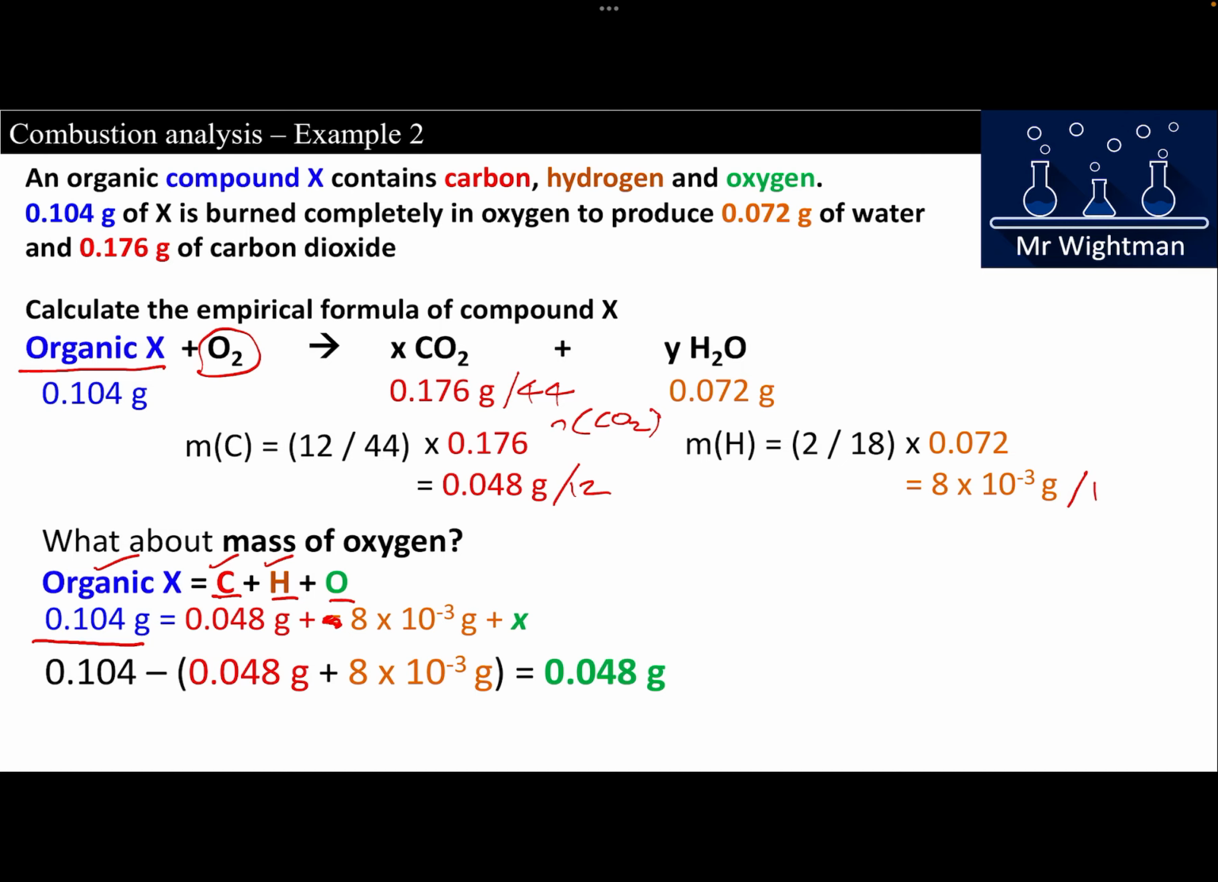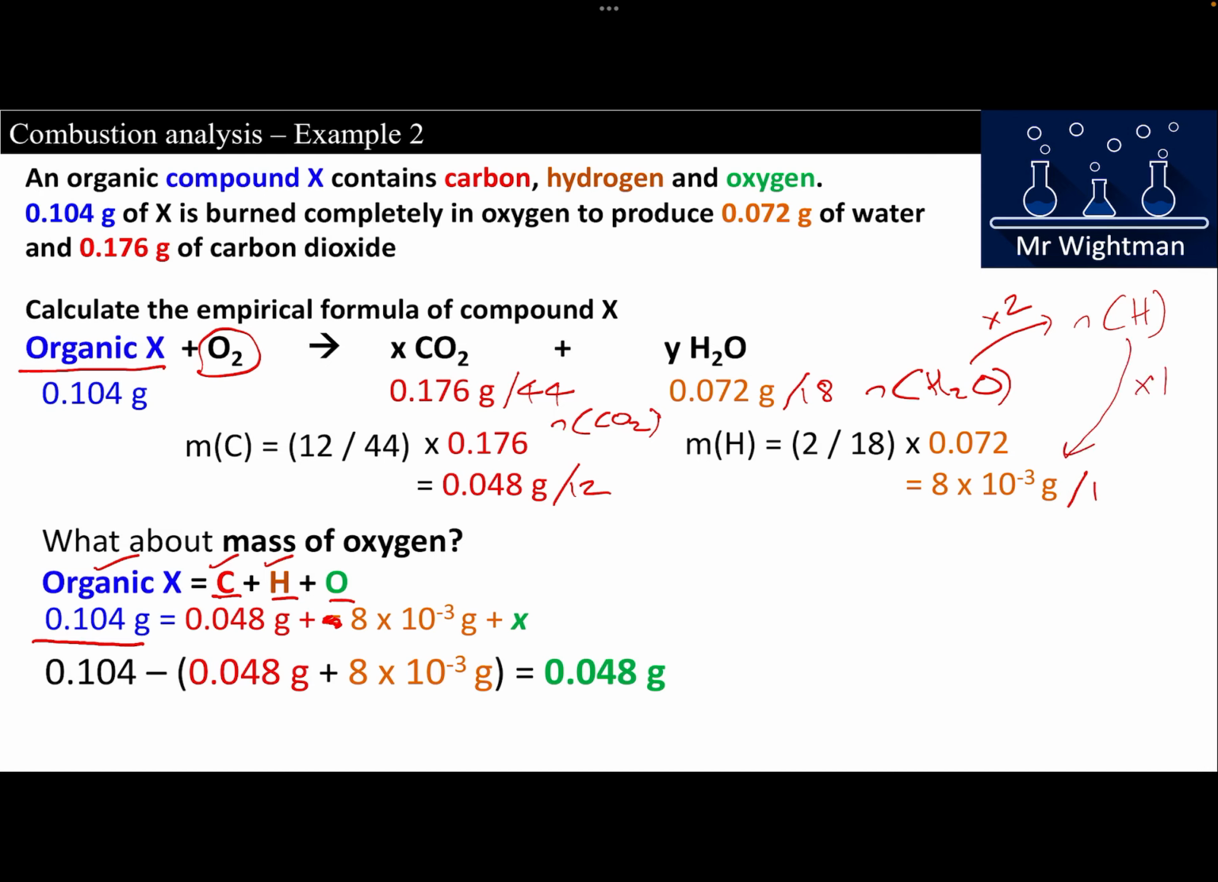You could do 0.072 divided by 18, and that will give you moles of water, and then appreciate that for every 1 compound of water, you've got twice as much hydrogen within it. So you need to times that value by 2 to get moles of hydrogen as atoms. So that's an alternative method to do that, and then you can get the masses of 8 times 10 to the minus 3 by then, in this case, timesing by 1.